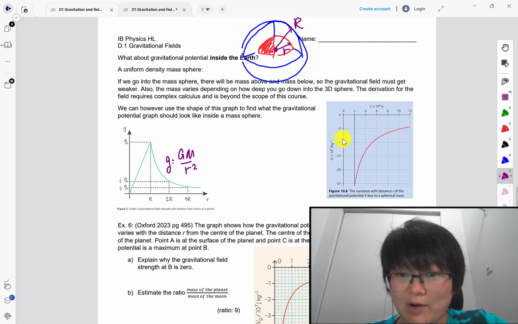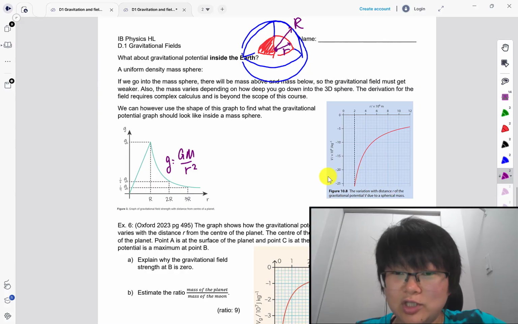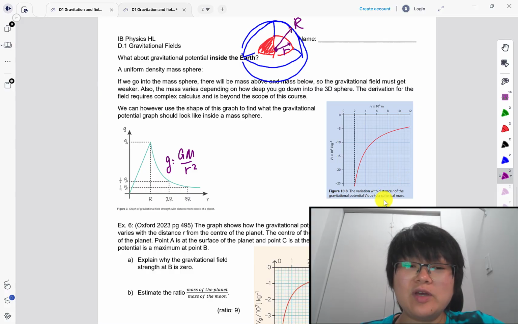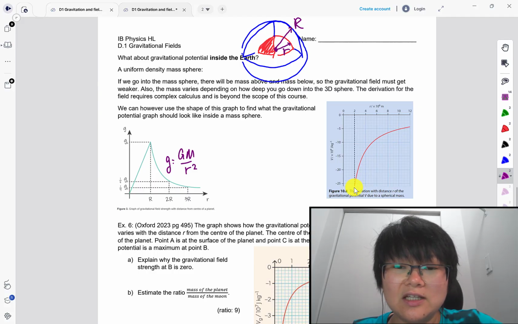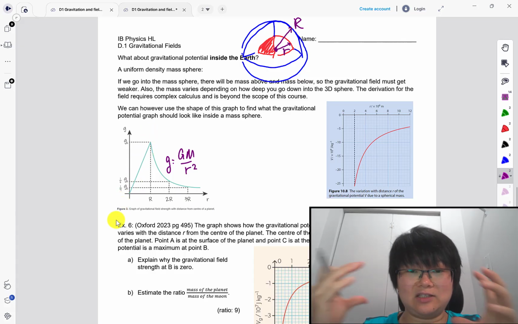Here we have a graph of the gravitational potential. This is just an arbitrary spherical mass, but I wanted the graph for the shape. So what we want to do is use a bit of derivations just to show us how this gravitational potential graph would look like, and also why we see a straight line, a linear relationship between gravitational field and radius inside the surface of the Earth.